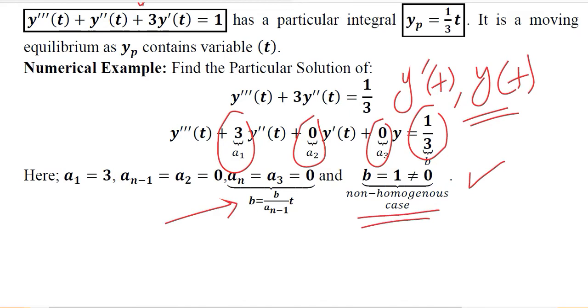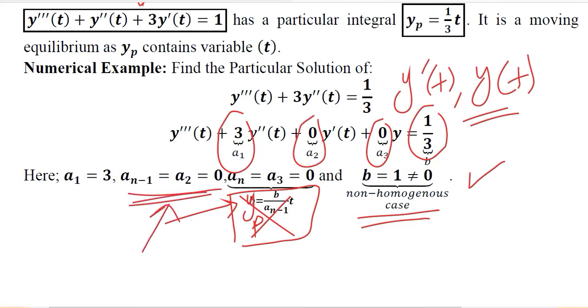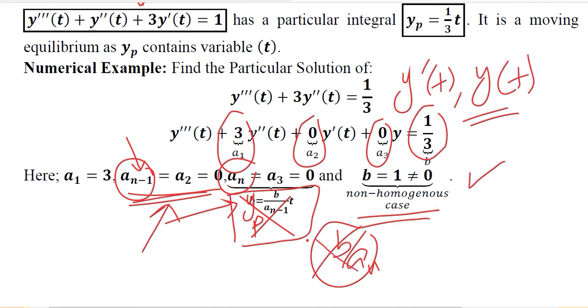This is yp, which is equal to b over... this has to be not applicable because we don't have the same situation. Both of them, that is the second highest coefficient and the highest order coefficient, are 0. So neither this nor that will be acceptable. So this correction has to be made here.